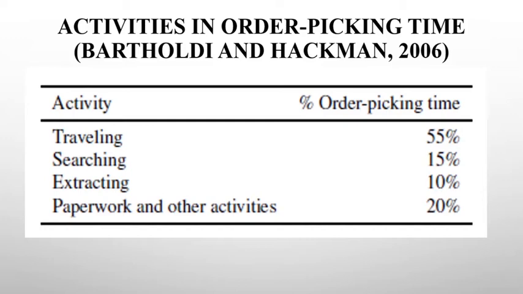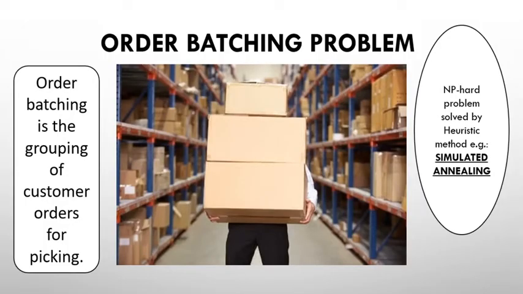It is a labor-intensive operation where the pickers spend most of the time traveling to retrieve the item according to their order list. So, the most logical way to solve this problem is to reduce the traveling time. But, how can traveling time be reduced? This is where order batching comes into the picture.